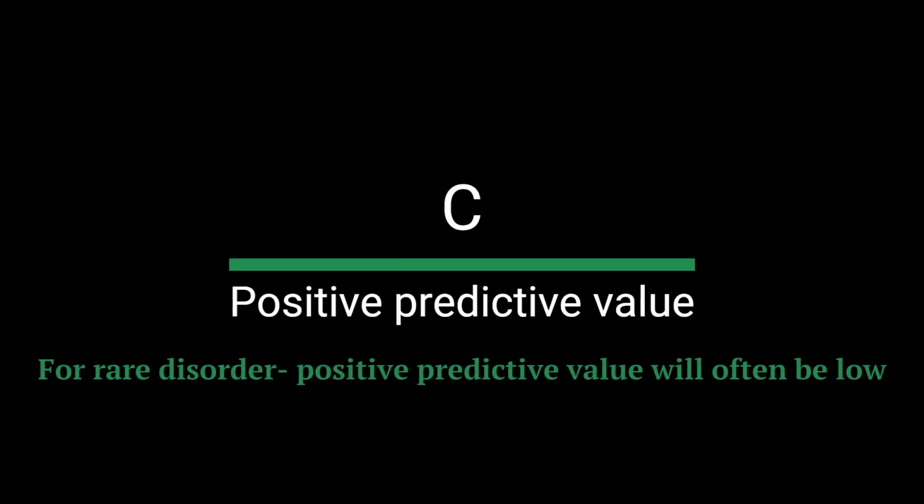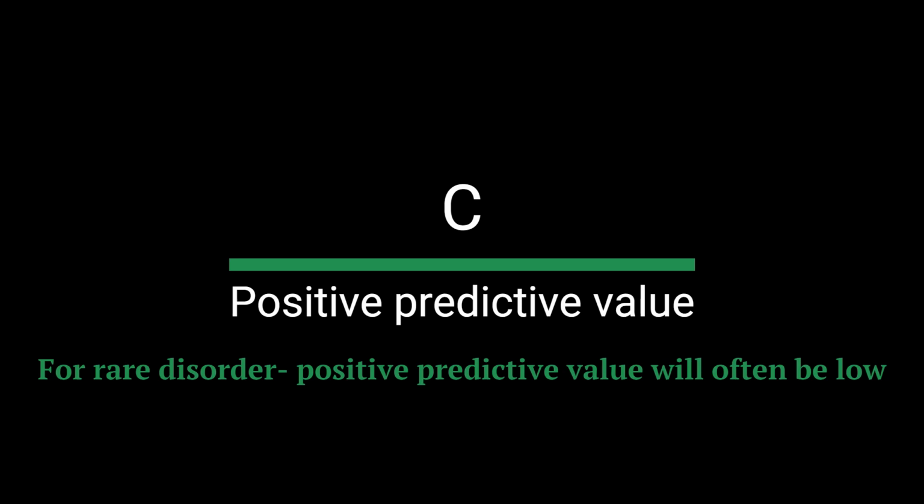C. Positive predictive value. Positive predictive value refers to the probability that a disease is present given a positive test result. Positive predictive value depends on disease prevalence. When screening patients for a rare disorder, positive predictive value will often be low due to a high number of false positives.